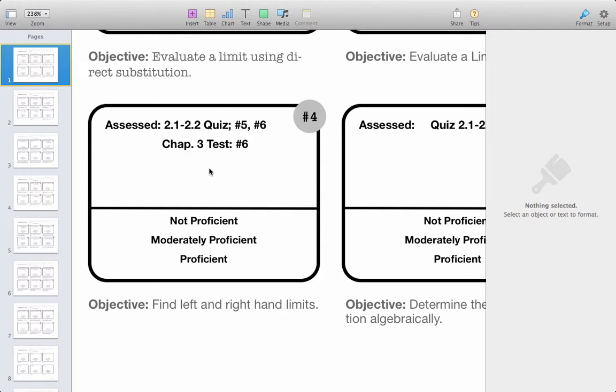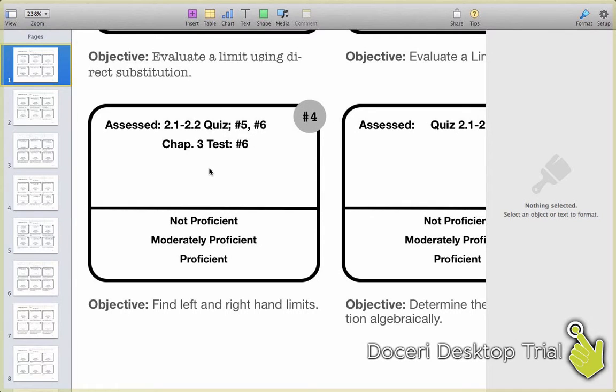If I got all 3 of them right, then I would know that I was proficient. If I got 2 of the 3, that would be about 67%. That would mean that I was moderately proficient. I did not meet the 75%, so that would be moderately proficient. And if I got 1 or 0 of the 3, then I'm not proficient. So you're going to go through and do this for each objective.